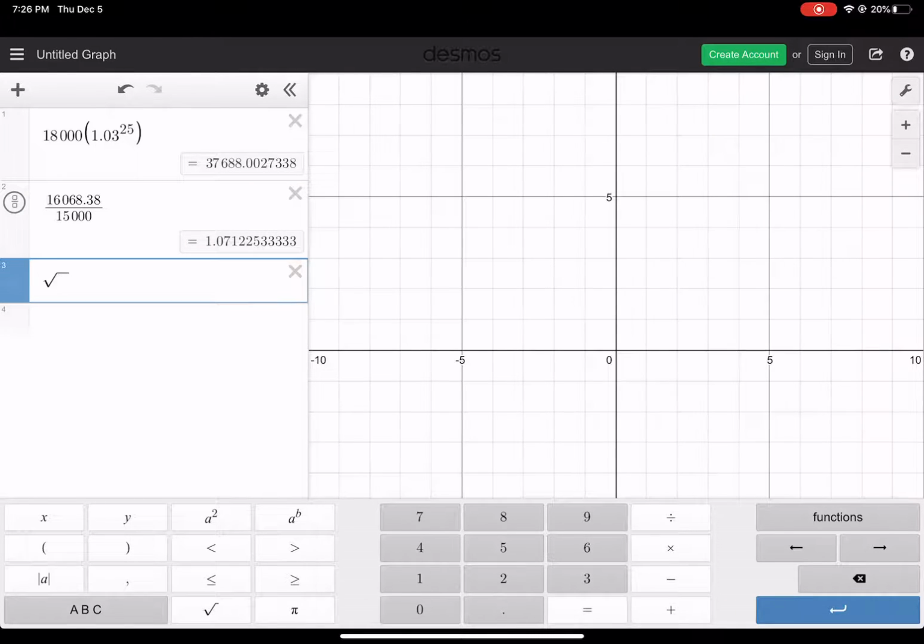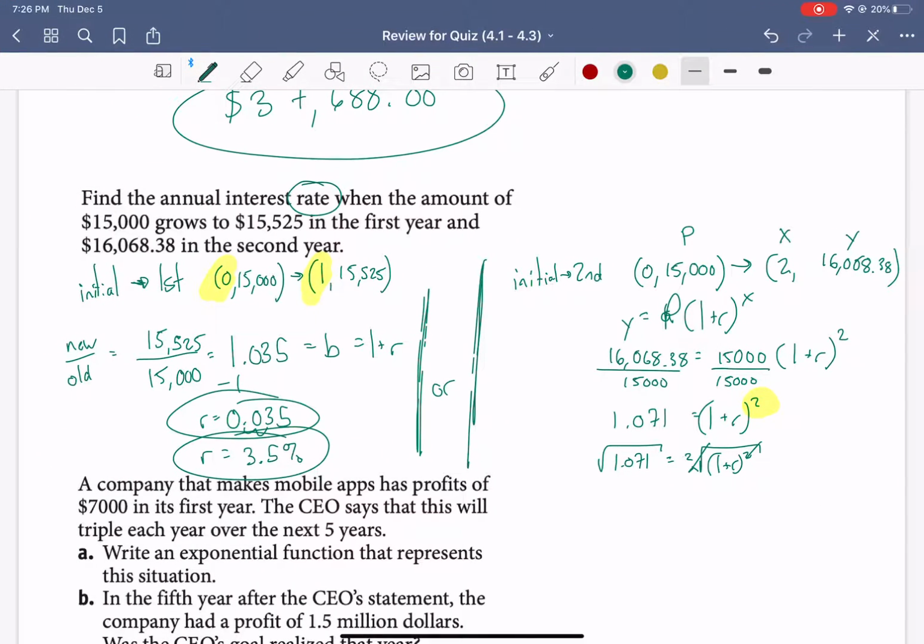Okay, so square root 1.071. So here we get, if we round to the same decimals, 1 plus r is equal to 1.035. So r is equal to 0.035, or r is equal to 3.5%. So we still get the same answer, just a little bit different of work. So let's keep moving on.